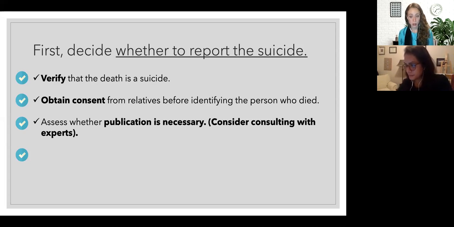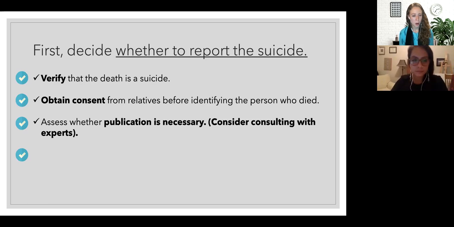It can be useful to consult with experts for advice about the impact of reporting a specific case. Is there a way that this case can share helpful information that might lead others to seek help? Or is it likely to be a situation where other people would be likely to try to copy that method for some reason, or would it cause a lot of harm in that community? Are good questions to ask.